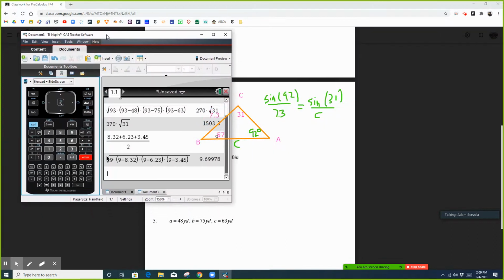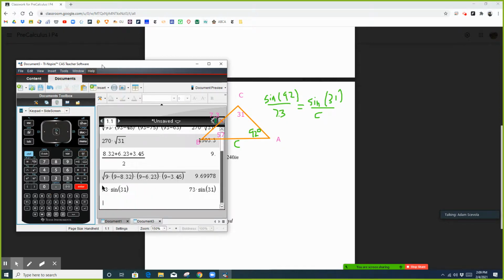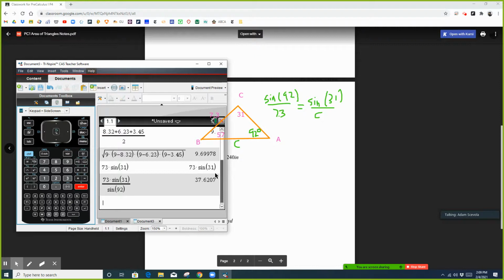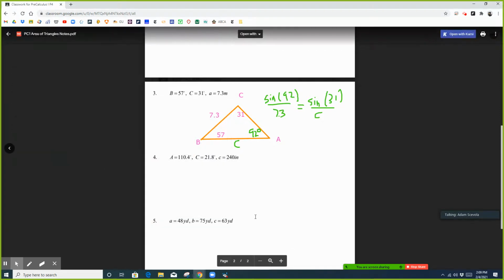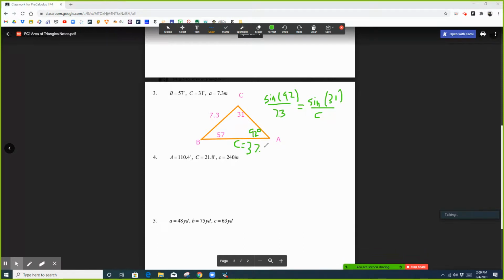So I'm going to do 73 times the sine of 31, and then that's going to equal the sine of 92 times C. So then I'm just going to divide both sides by the sine of 92. Figure out what that is. Divide by the sine of 92. Hit Control Enter, so I get a nice length. And I get 37.6. So I'll just round to one decimal place there. So this will be 37.6. All right, now I have side angle side.